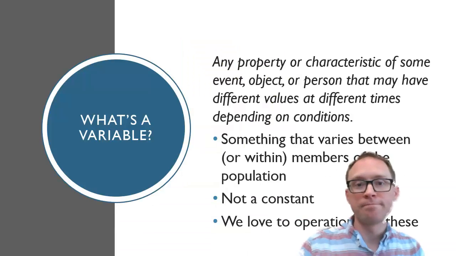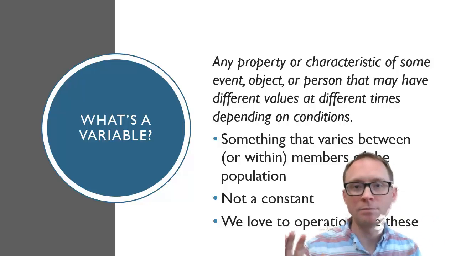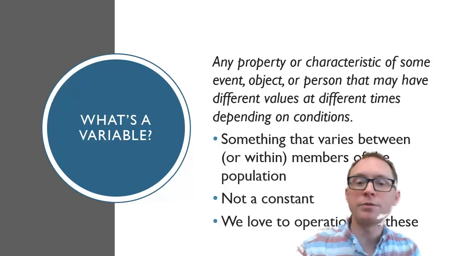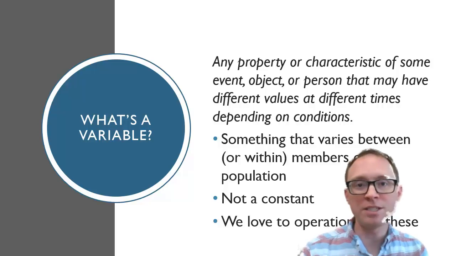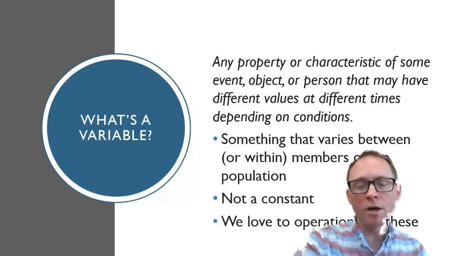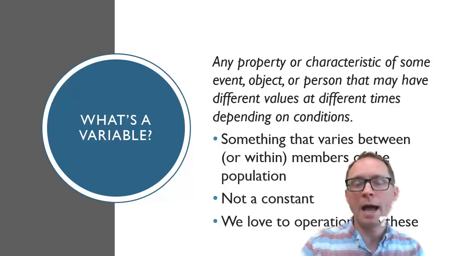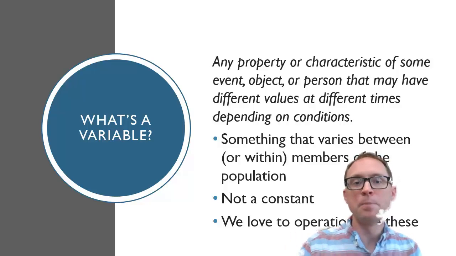What's a variable? A variable is anything that varies. That's it. So here's the definition that's a little bit longer: any property or characteristic of some event, object, or person that may have different values at different times depending on conditions. It's something that varies. It's something that's different between people, right? So whether or not you wear glasses, that's a variable, right? Some people do, some people don't. It varies between people. How hungry I am right now, that's a variable because it varies inside of me, right? Sometimes I'm hungry and sometimes I'm not. How much sleep I got last night, it's a variable.